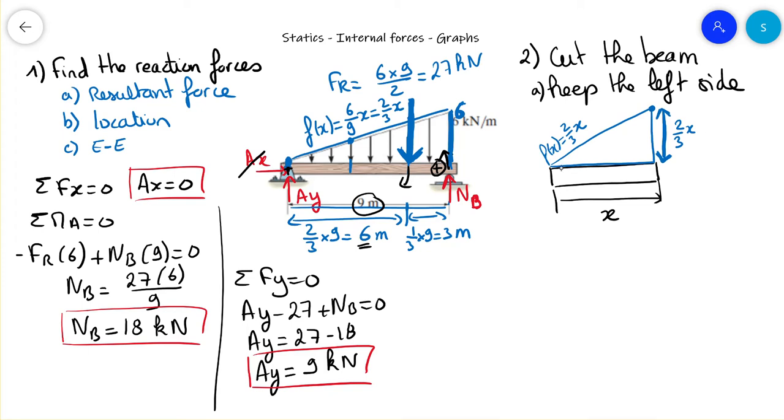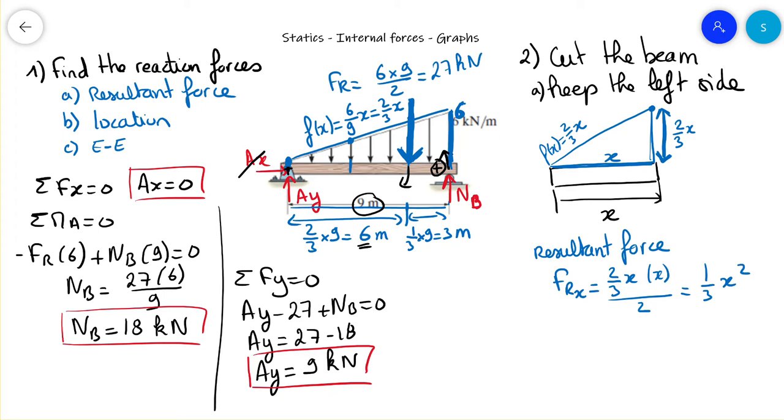Yes, and this distance there is x, right? So the resultant force of this load, Fr at x, is equal to 2/3 times x, that is the base, times the length, that is x, divided by 2. So it's equal to 1/3 of x squared. Okay, this is the resultant force.